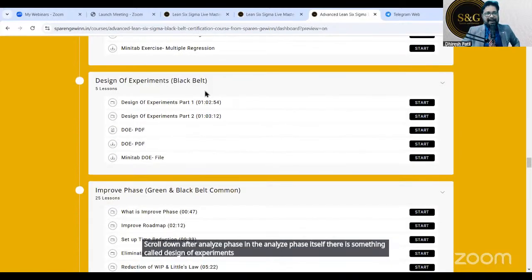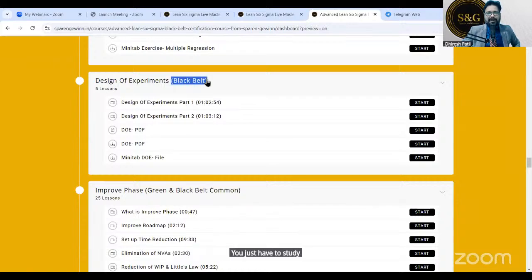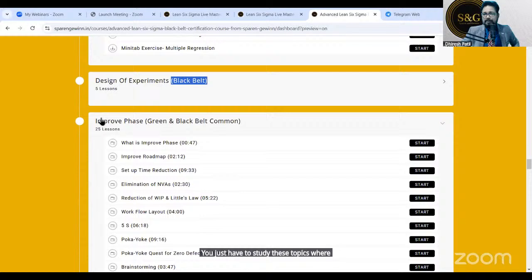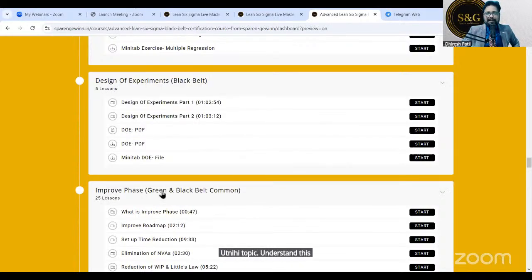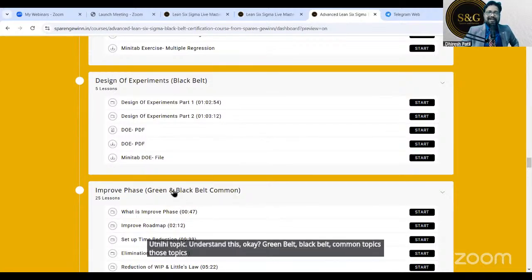Okay, see in the Black Belt, you just have to study these topics where exclusively it is written Black Belt. उतने ही टॉपिक आपको कवर करने हैं. अंडरस्टैंड दिस? ओके. जहां पे लिखा है ग्रीन बेल्ट, ब्लैक बेल्ट, कॉमन टॉपिक्स, those topics you can skip while studying.